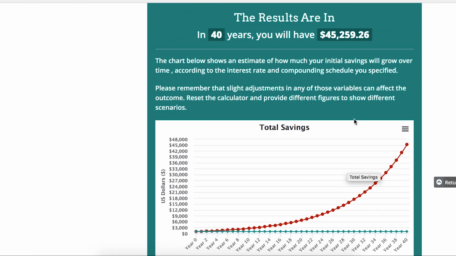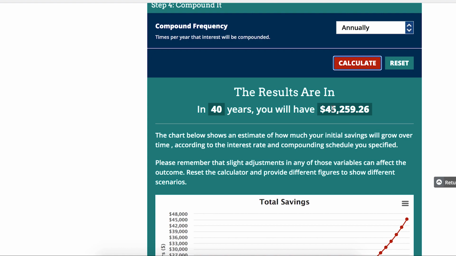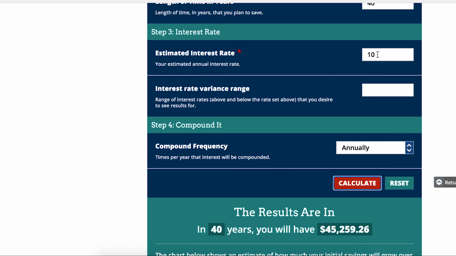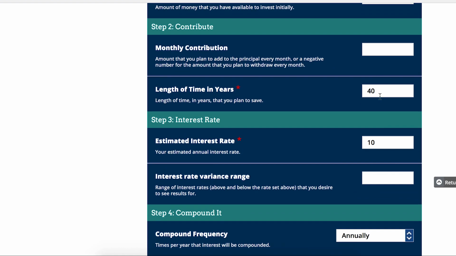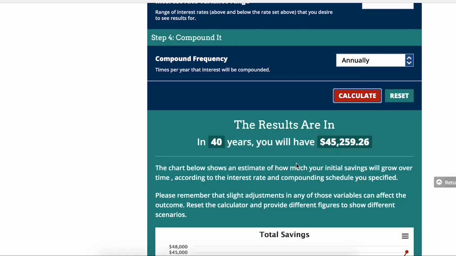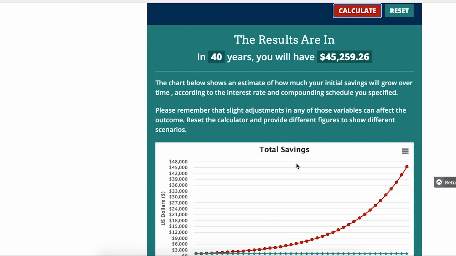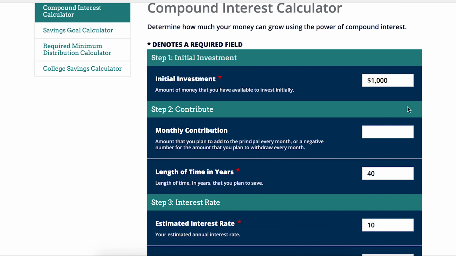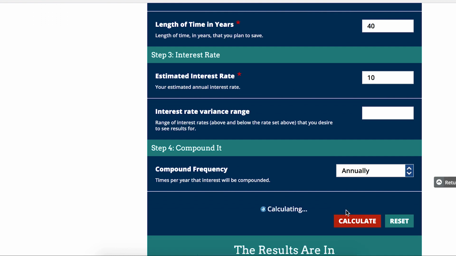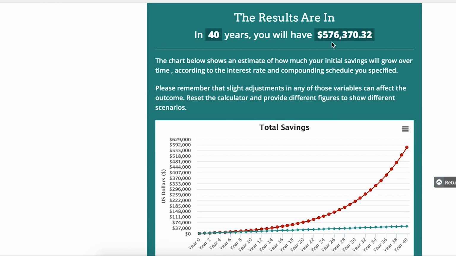There you go. So in 40 years, just from compounding growth alone, you would have $45,000. In 40 years, compounded at 10% annually, $1,000. Awesome. So now let's see what would happen if I made the same initial investment, but then added in $100 a month and this compounded annually. Wow, that's more than 10 times the amount.